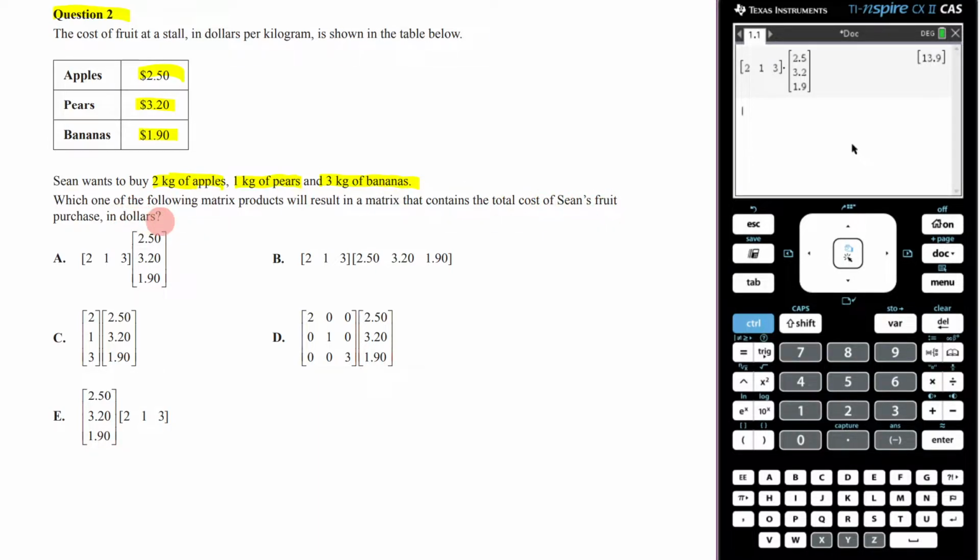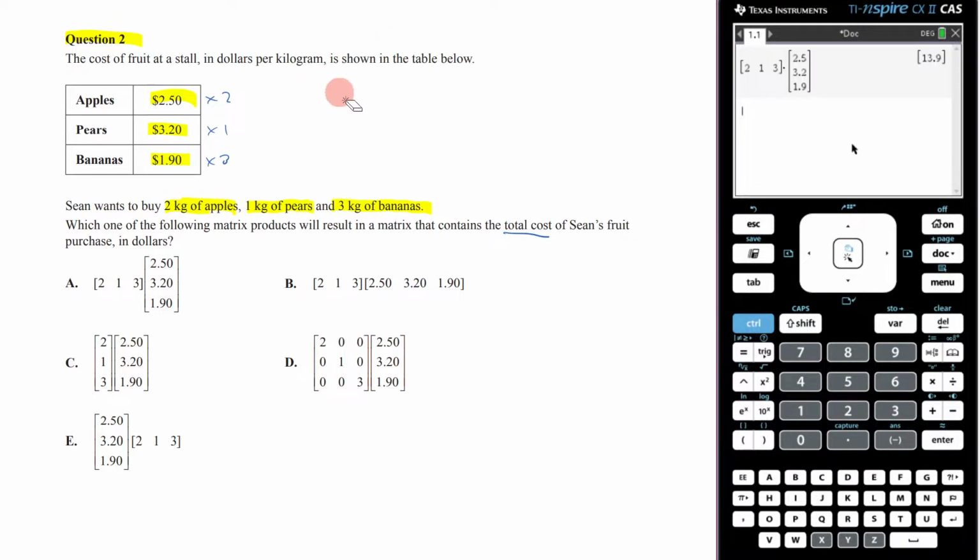Okay, so the way in which we've got to think about this is, all right, Sean wants to buy 2 kilos of apples. So that means apples cost this much per kilo. So you're simply timesing that by 2. 1 kilo of pears, you're timesing that by 1. 3 kilos of bananas, timesing that by 3. So which of these matrix products here will result in the multiplication of 2 by this, 1 by that, 3 by that? And remember also, you want the total cost of Sean's fruit purchase, meaning we want to end up with a 1 by 1 matrix here. We want one number as our answer. It's the total cost of all of this.